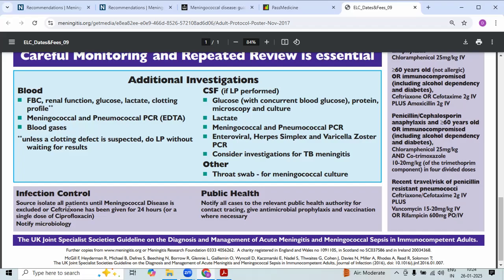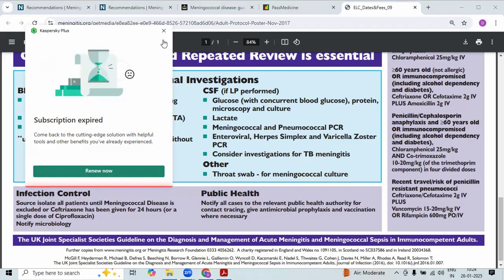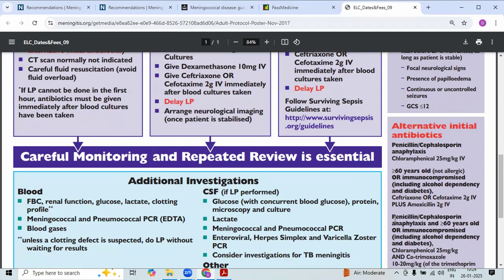Or ceftriaxone has been given for 24 hours, or a single dose of ciprofloxacin. Here you need to notify the microbiology. Notify all cases to the relevant public health authority for contact tracing. Give antimicrobial prophylaxis and vaccination wherever necessary. How will you treat this patient?